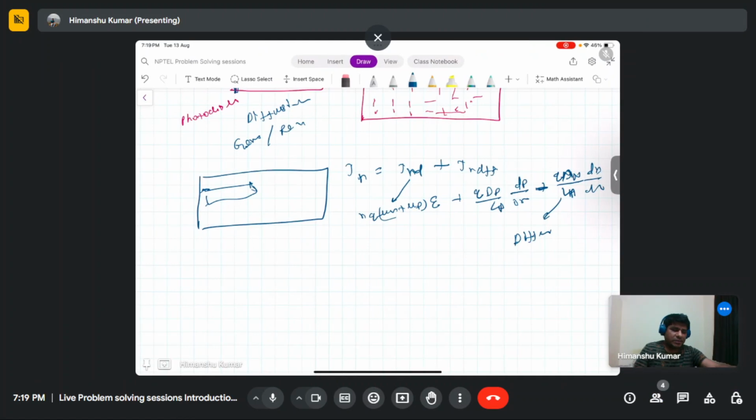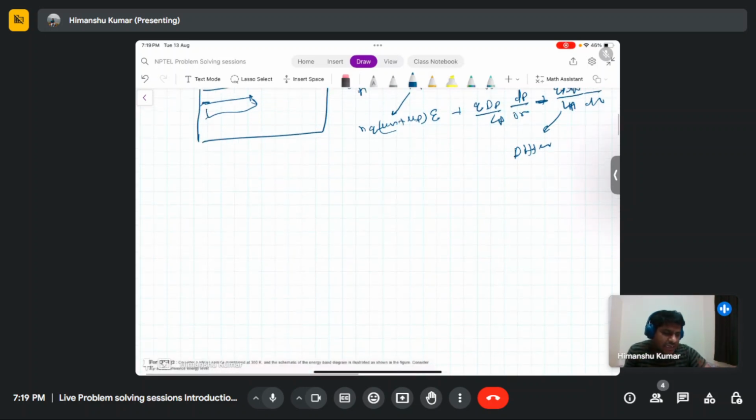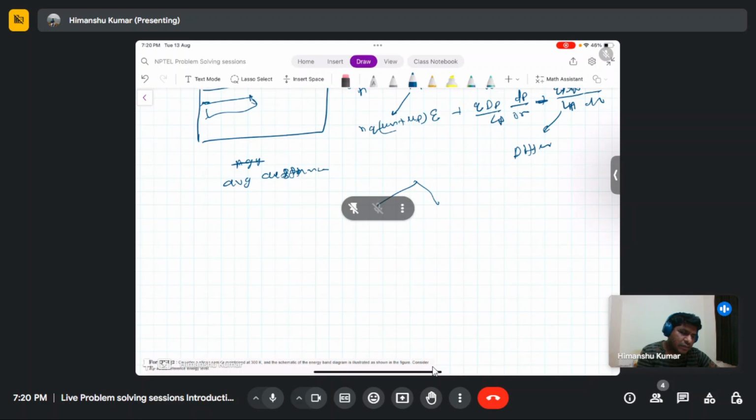Sorry for the disturbance, my net is a bit naughty. Okay, so the diffusion length is basically the average distance a carrier travels before recombining. Suppose this electron goes here and then recombines. You calculate the average of all those distances, and that is known as the diffusion length.